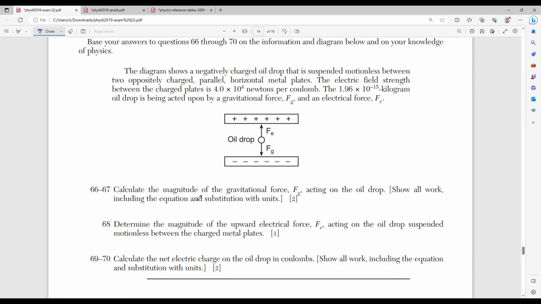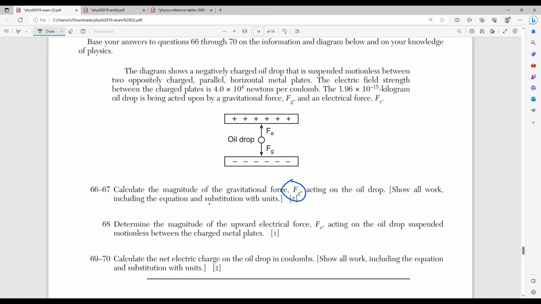Moving on to number 66 to 67. It says that the diagram shows a negatively charged oil drop that is suspended motionless between two oppositely charged parallel horizontal metal plates. The electric field strength between the charged plates is 4.0 times 10 to the power of 4 newtons per coulomb. The 1.96 times 10 to the power negative 15 kilogram oil drop is being acted upon by gravitational force F g and the electric force F e. Calculate the magnitude of the gravitational force F g acting on the oil drop. Show all work, including substitution with units.